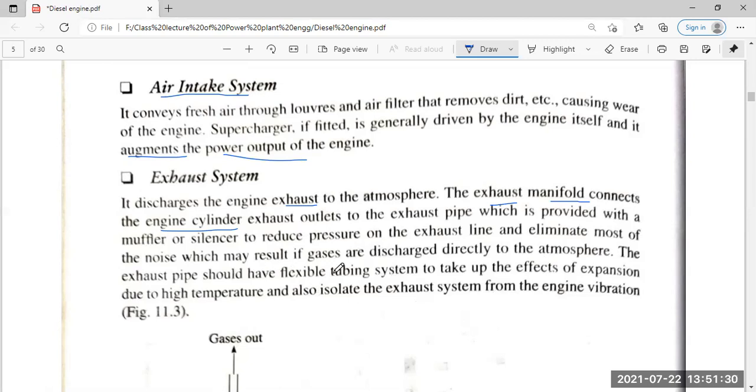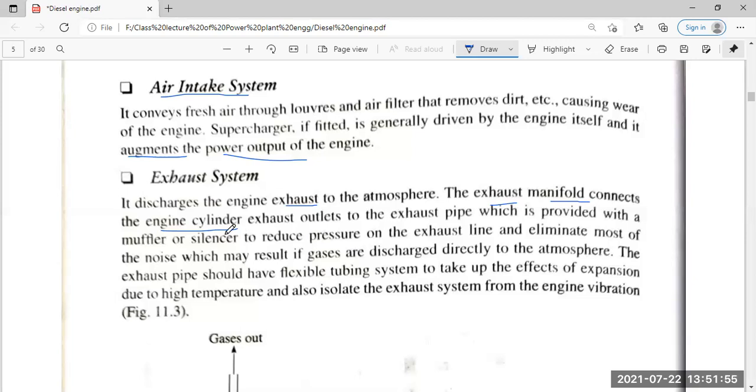The exhaust pipe should have a flexible tubing system, not hard pipes, to take up the effect of expansion due to high temperature and also isolate the exhaust system from the engine vibration itself. So, the important points are here. First of all, what is the exhaust system? Here, the engine discharges all the burnt fuel into this system, and from the system it is spread to the atmosphere.